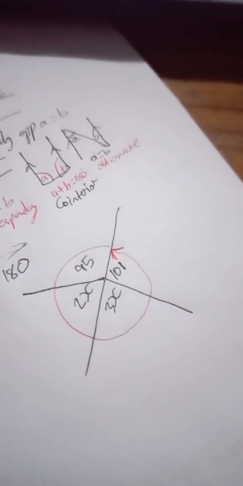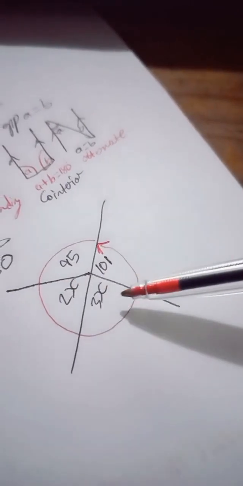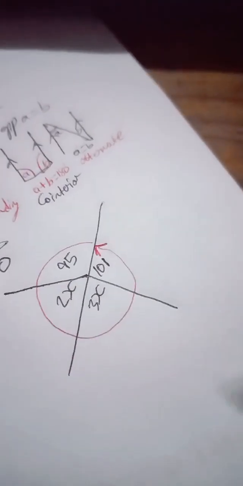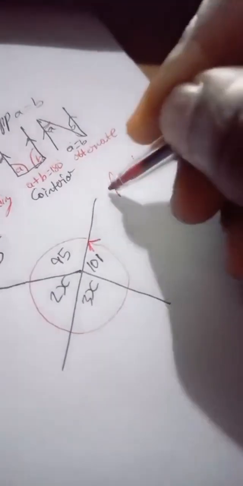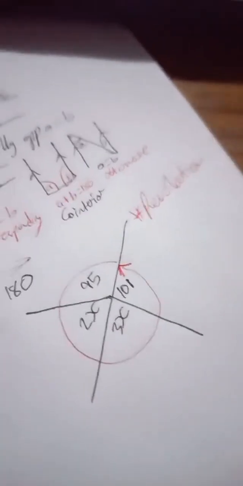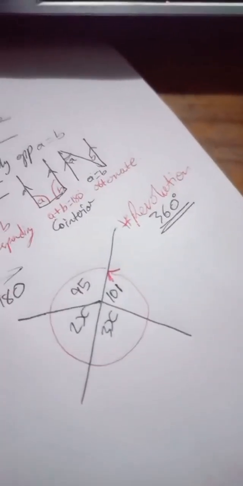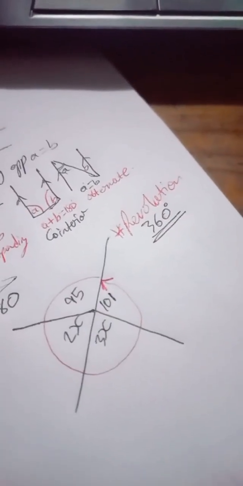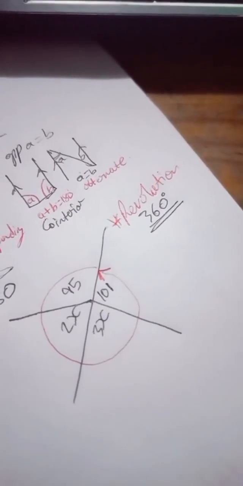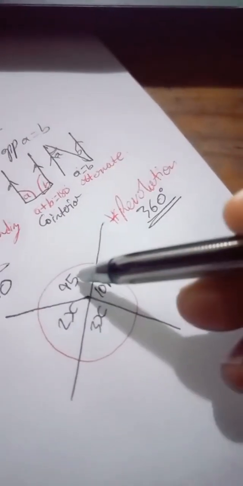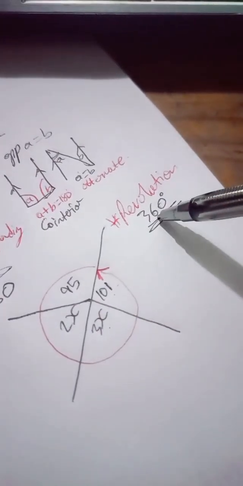Right. So we are given this and we are asked to calculate 2x and then 3x. This is what we call a revolution, right? The moment you have a revolution is equal to 360 degrees. A revolution is what? 360 degrees. So what does that mean? That means if we add this and this and this and this, we should get 360.